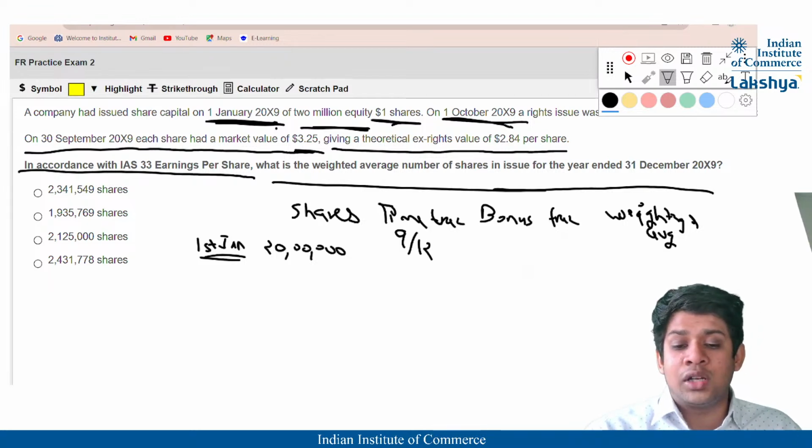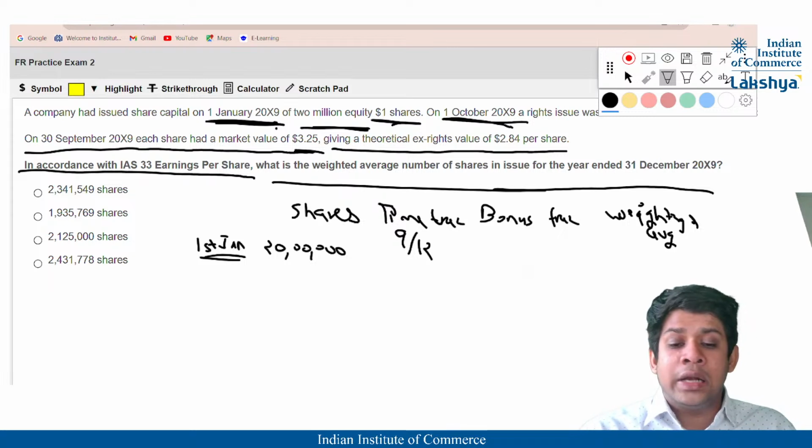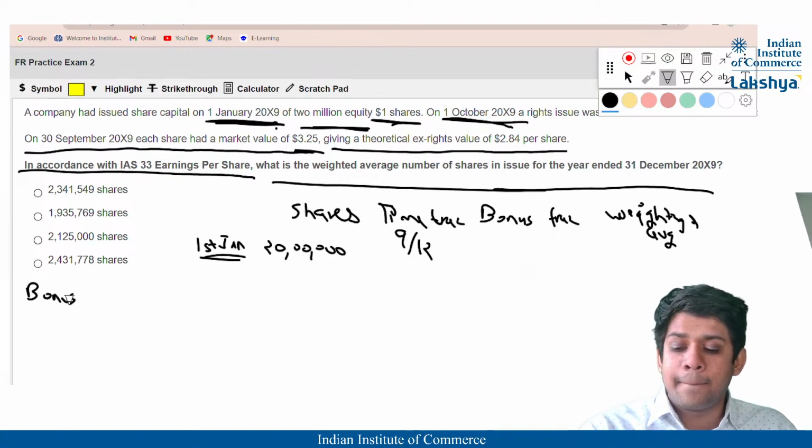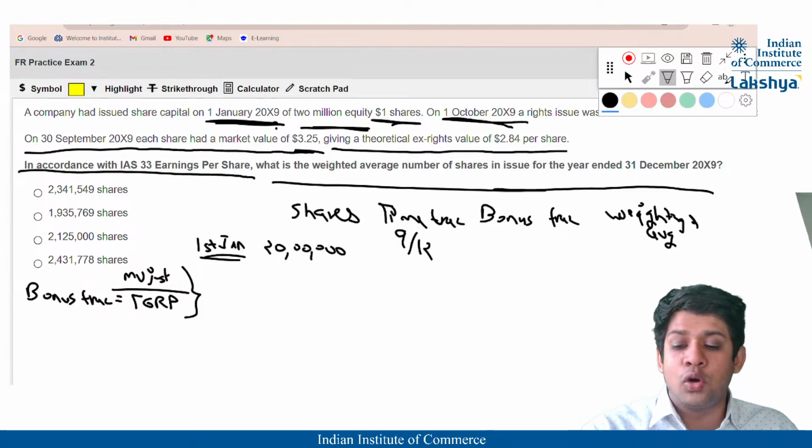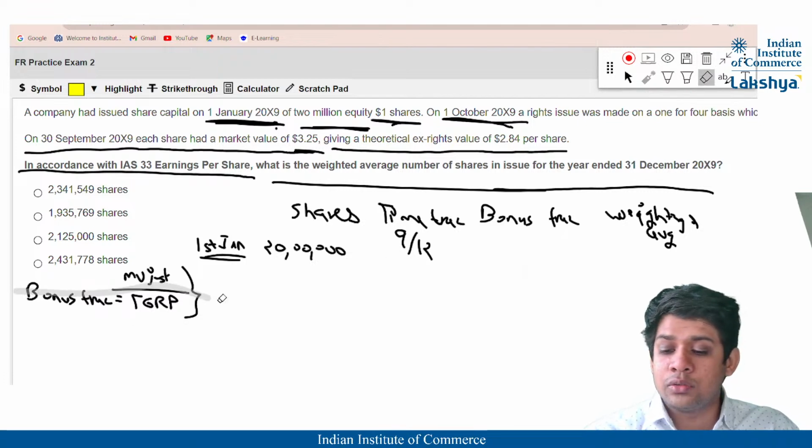Now for the right issues, what is the bonus fraction? It is nothing but your theoretical ex rights price. For the bonus fraction, it is nothing but your market value just before issue of your shares divided by your theoretical ex rights price, right? This is the formula for bonus fraction to be applied for the right issue.